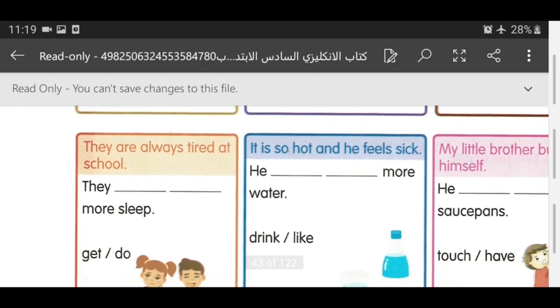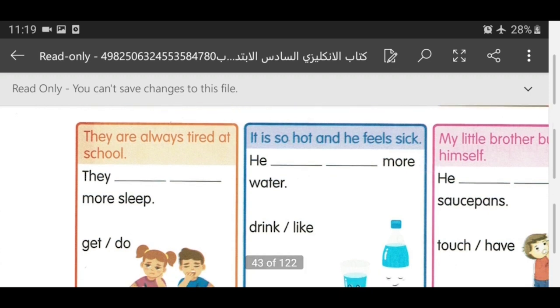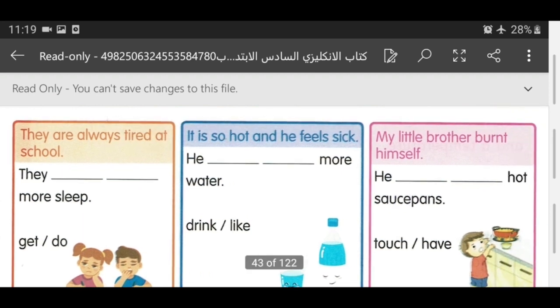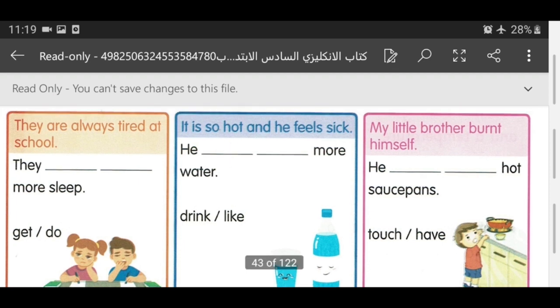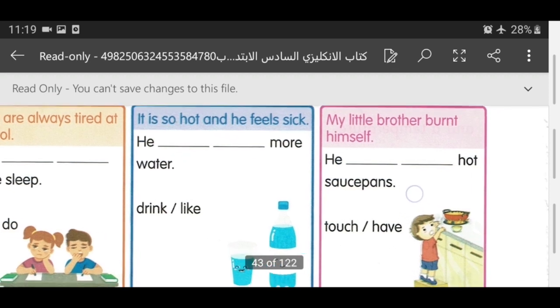They are always tired at school. They more sleep. They should get more sleep. It is so hot and he feels sick. He more water. He should drink more water.